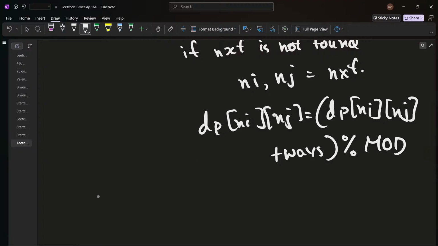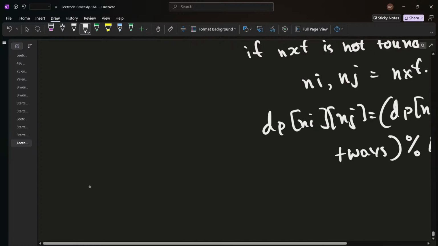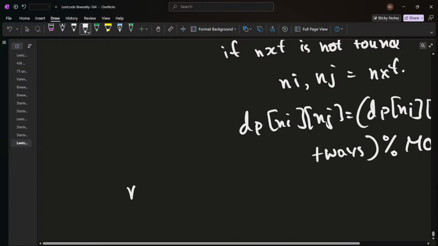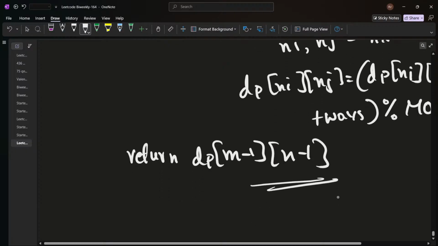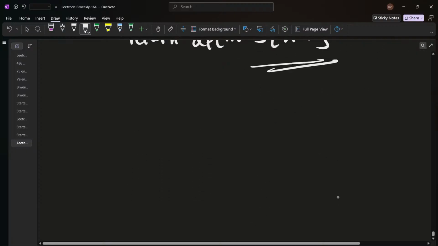Now finally what I have to return? Finally I'll return dp of m minus 1 and n minus 1. This is my answer. This is my bottom right dp. Pseudocode for the third one is also given. I hope everyone is clear with it.